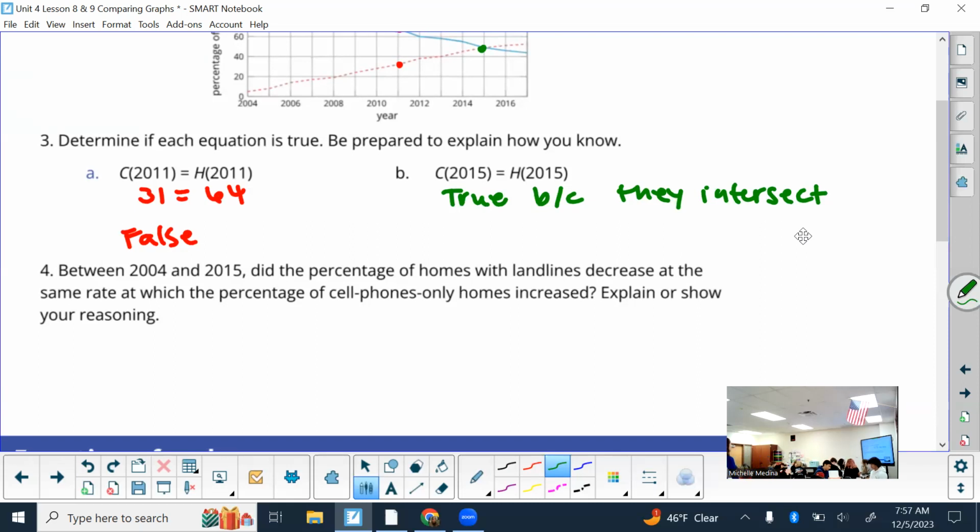Did the percentage of homes with landlines decrease at the same rate at which the percentage of cell phone only homes increased? Explain or show your reasoning. So if this were a constructed response question, you could talk about the graph and maybe be right. You can support your answer with calculations. But are the average rates of change about the same?